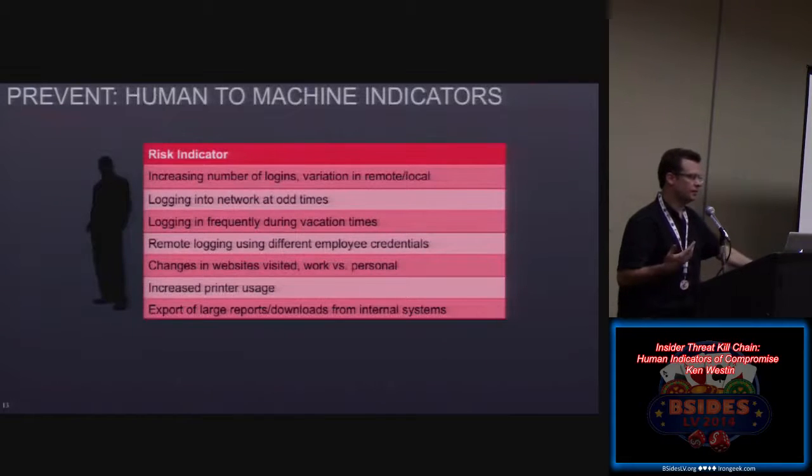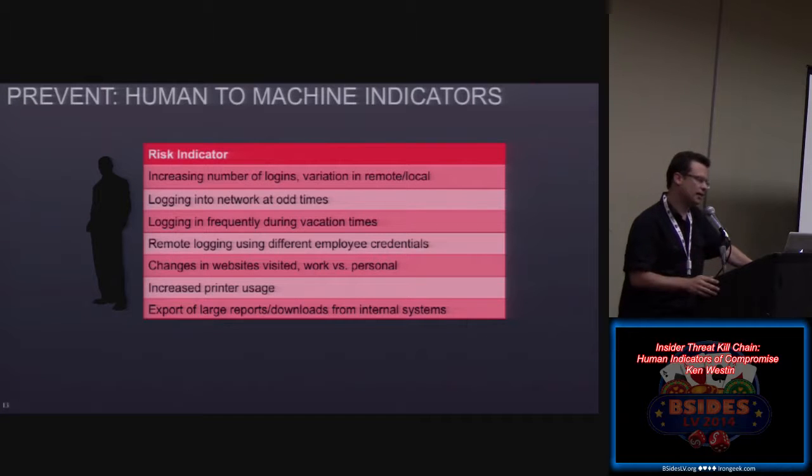Then there are actual technical indicators. These are things that we can track on the technology side. If we're seeing an increased number of logins, or a variation of remote and local, something might be up. If they're logging in to the network at odd times, again, late at night, that might be another indicator. CERT did a study too where they found the majority of the attacks they saw were remote logins via VPN and then exfiltrating data out over SSH or RDP to a remote server. And then we'll talk a little about how you can detect that in a basic SIEM.